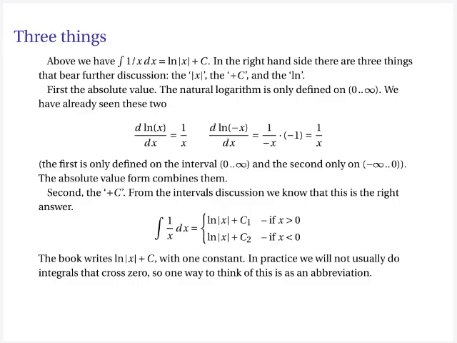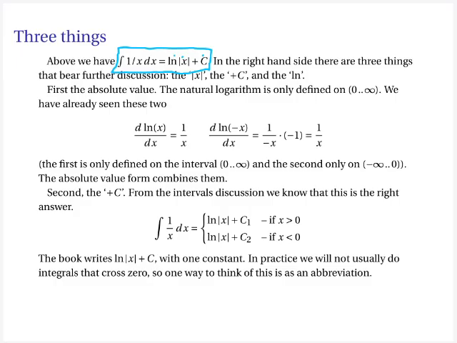Speaking of ln of x, the ln of x appears in one of the antidifferentiation formulas, and here it is. The antidifferentiation formula says the antiderivative of 1 over x is ln absolute x plus capital C, and there's a few things I want to think about on the right-hand side there. I want to talk about the absolute x, I want to talk about the capital C, and I want to talk about the ln. So the whole right-hand side deserves some discussion.